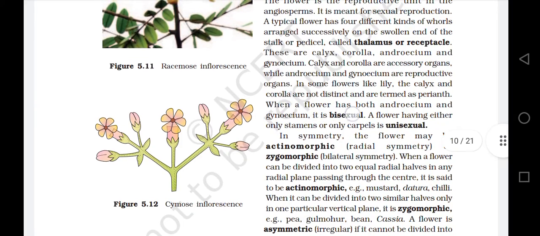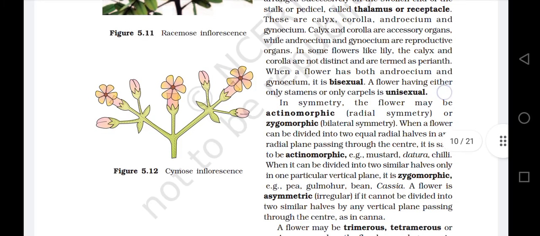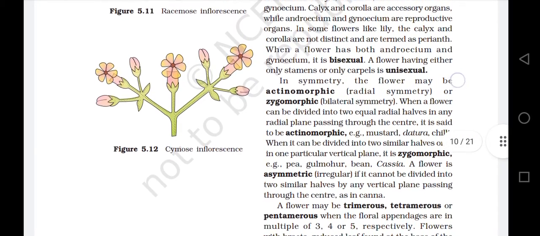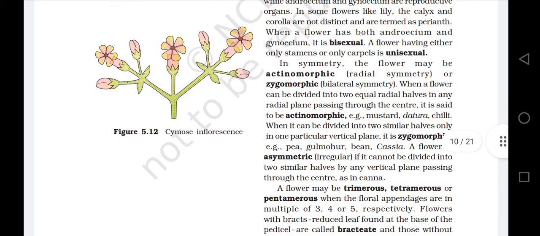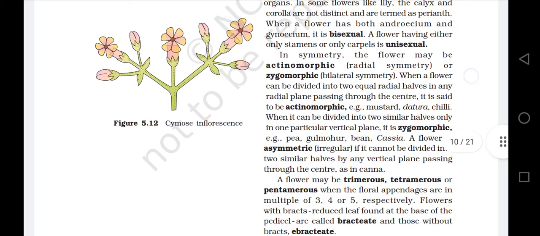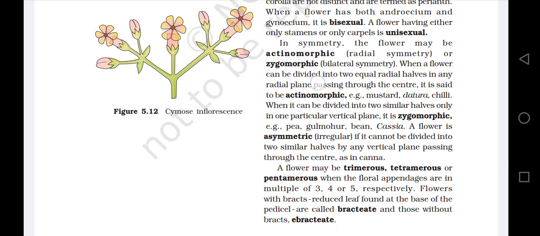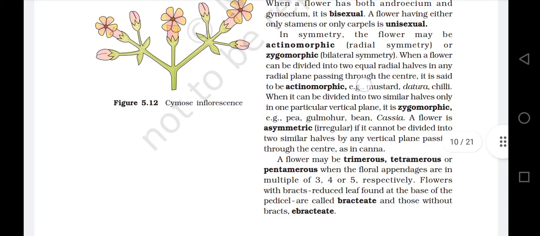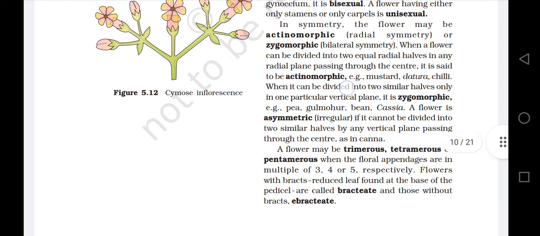When a flower has both androecium and gynoecium, it is bisexual. A flower having either only stamens or only carpels is unisexual. In symmetry, the flower may be actinomorphic, radial symmetry, or zygomorphic, bilateral symmetry. When a flower can be divided into two equal radial halves in any radial plane passing through the center, it is said to be actinomorphic.